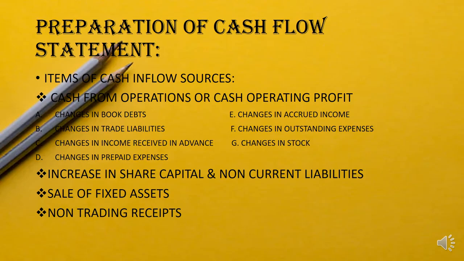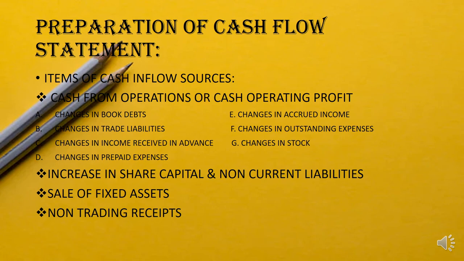Next one is changes in prepaid expenses, which can be expressed as cash from operations is equal to net operating profit plus decrease in prepaid expenses or minus increase in prepaid expenses. The next one is changes in accrued income, which can be expressed as cash from operations is equal to net operating profit plus decrease in accrued income or minus increase in accrued income. The next one is outstanding expenses, which can be expressed like cash from operations is equal to net operating profit plus increase in outstanding expenses or minus decrease in outstanding expenses.